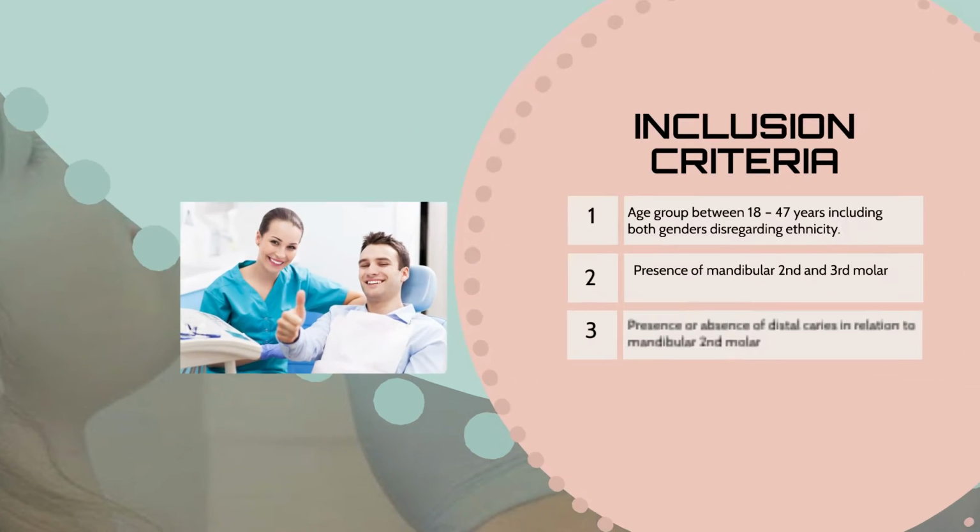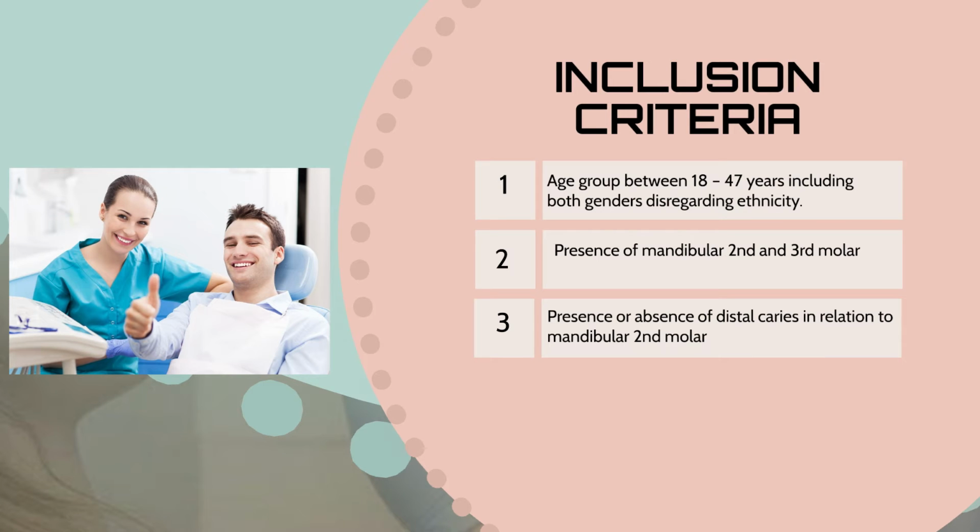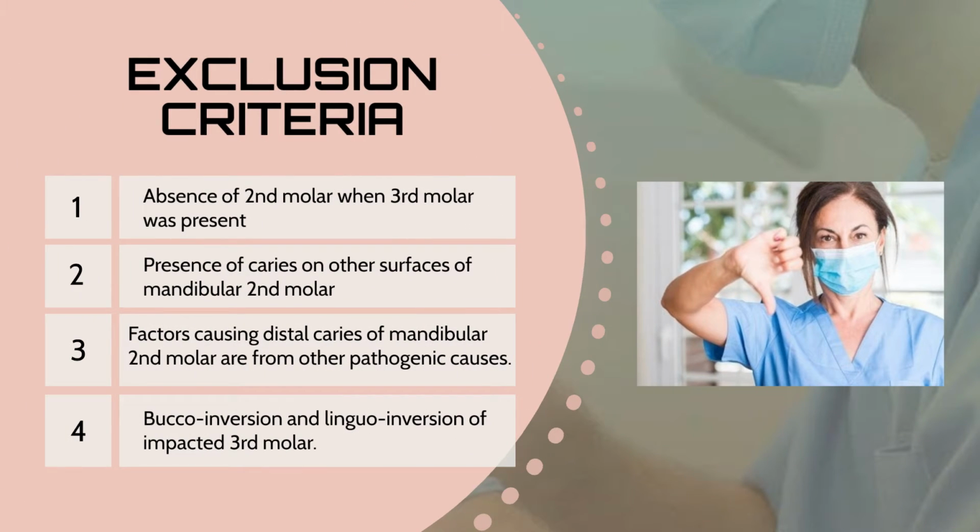Next is our inclusion criteria. Age group between 18 to 47 years of both genders and different ethnicity was included in our study. And there should be presence of mandibular second and third molar, and there can be presence or absence of distal caries in relation to adjacent second molar. For exclusion criteria, it is excluded when the adjacent second molar is absent, when the caries is on other surfaces of mandibular second molar, and when the factors causing the distal caries are found to be caused by other pathogenic causes. Lastly, buccal and lingual inversion of impacted third molar are also not taken into account.